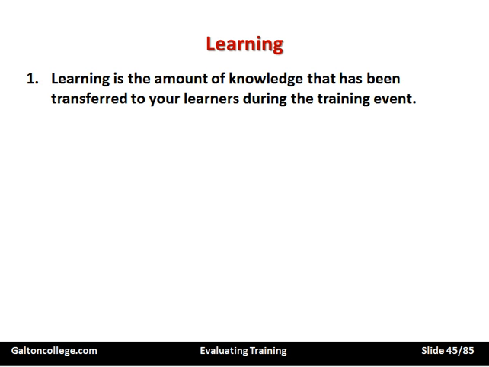Now another phase was learning. Learning is the amount of knowledge that's been transferred to the learners during the training event. It's the amount of knowledge. That's what the training event was attempting to do. It was attempting to impart knowledge, impart a skill about a particular piece of software, about a particular machine, or impart knowledge about the importance of team working, or the importance of participating in whatever, or how to attend committees within the workplace. So whatever the event is, it's trying to impart knowledge.